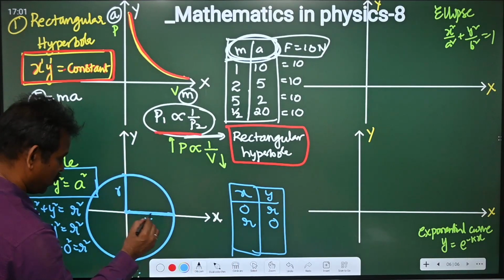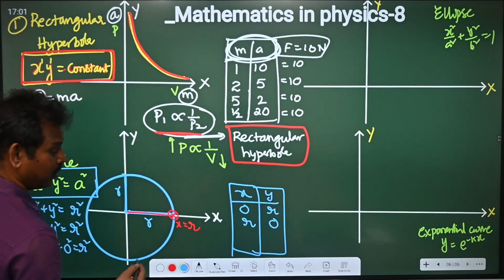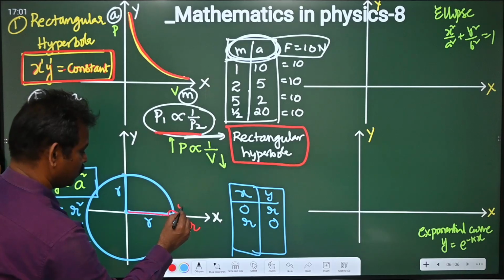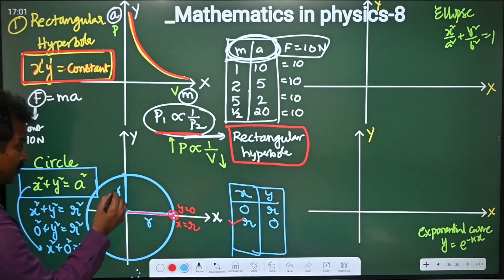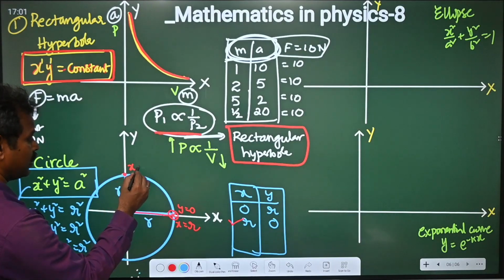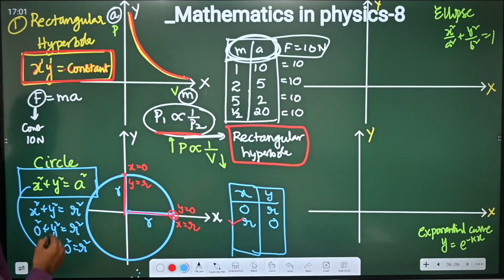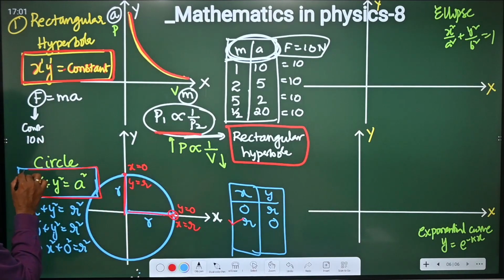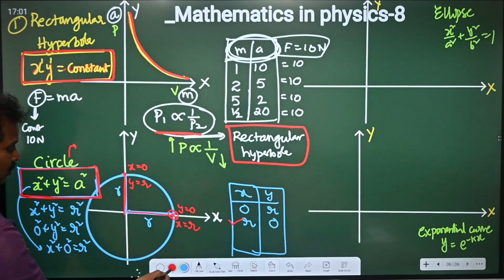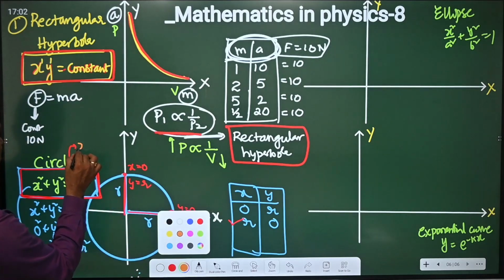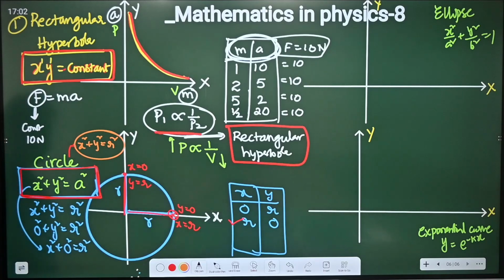So if you take this point, here x is equal to r, it is on the x-axis, so we can say y is equal to 0. So this is y is equal to 0 and x is equal to r. Similarly, if you take this point, here x is equal to 0 and y is equal to r. So the circle equation is x square plus y square is equal to a square, or you can also write this as x square plus y square is equal to r square, where r is the radius of the circle.